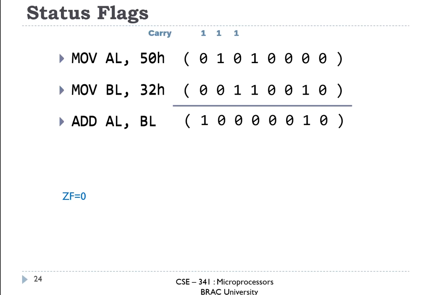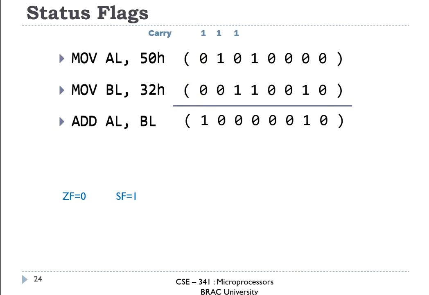Sign flag tells us if the answer is a negative number or a positive number. How do we know if the answer is negative or positive? We look at the most significant bit. If it's 1, that means it's a negative number, and if it's 0, it's a positive number. If the MSB is 1, the sign flag is set to 1, otherwise it is 0. Now, since in our case the most significant bit is 1, indicating a negative number, our sign flag is also set to 1.